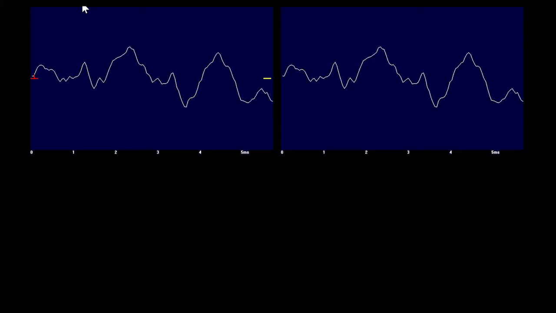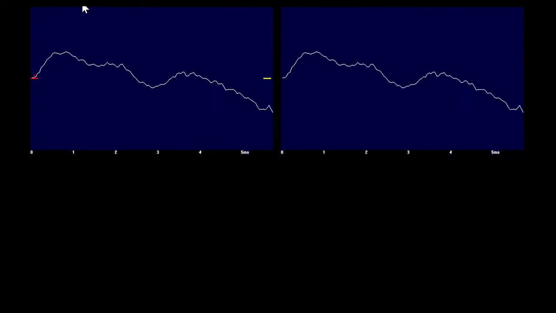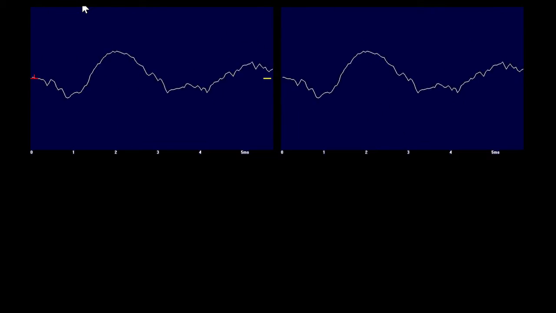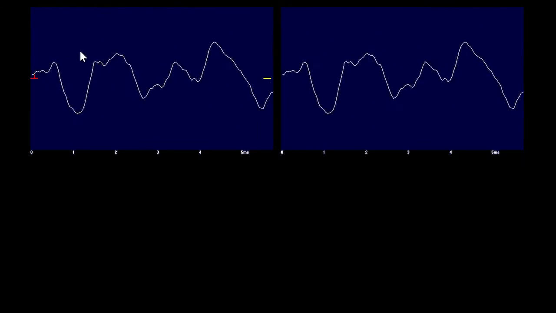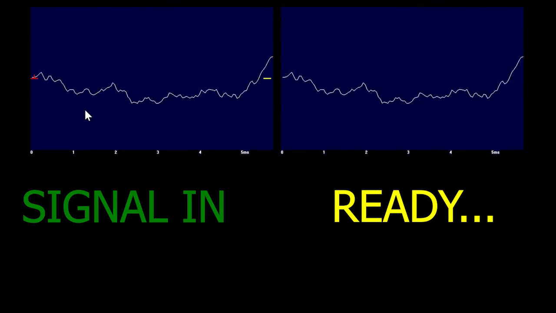For me, the most interesting thing about this demonstration is just how good the human ear and the human brain are at picking out the music from what appears to be a hopelessly distorted waveform.